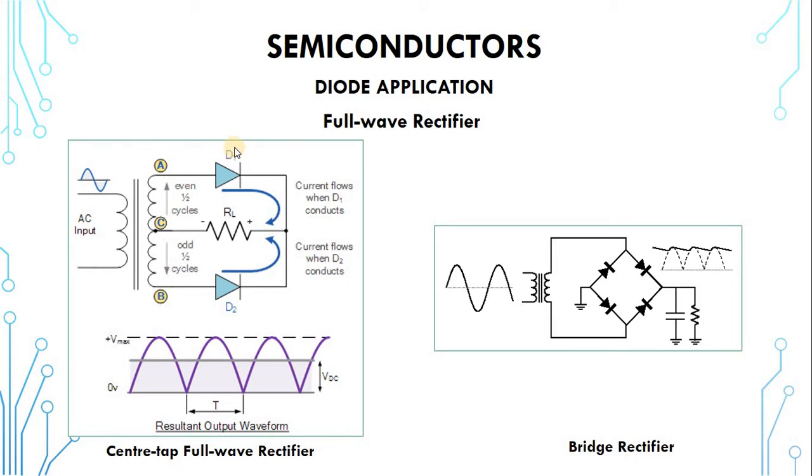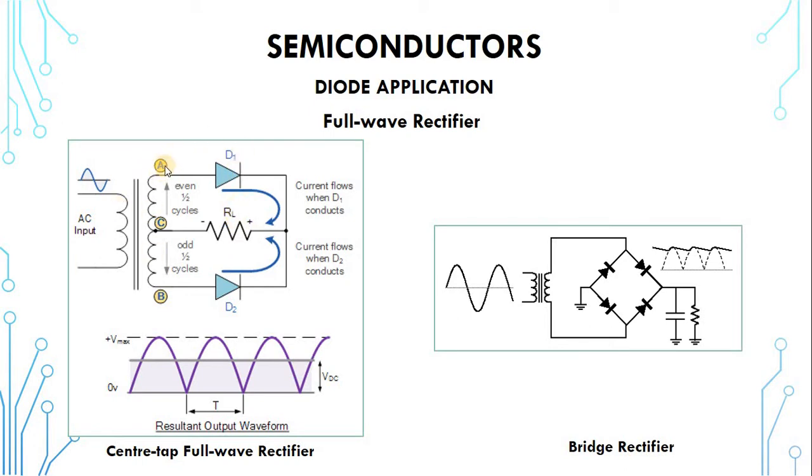Now we have D1 and D2. As you can see, D1 is connected to terminal A of the transformer, and D2 is connected to terminal B of the transformer, and both D1 and D2 end up at the positive terminal of the load. So at the end of the day, since this side is always negative, all we need is to ensure that this side is always positive. So what happens in this connection?